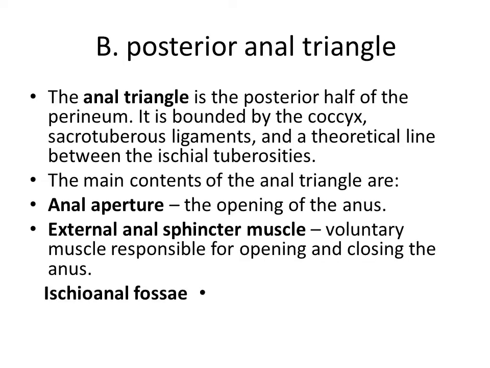Posterior anal triangle. The anal triangle is the posterior half of the perineum. It is bounded by the coccyx, the sacrotuberous ligament, and a theoretical line between the ischial tuberosities. The main contents of the anal triangle are: first, the anal aperture, the opening of the anus; second, the external anal sphincter muscle, voluntary muscles responsible for opening and closing the anus; and third, the ischio-anal fossa on each side.